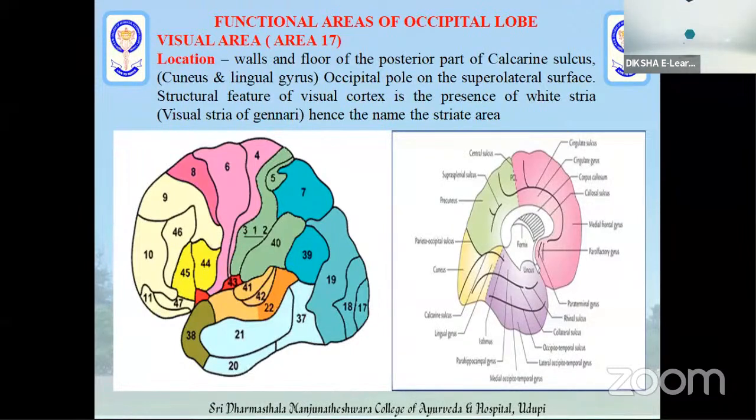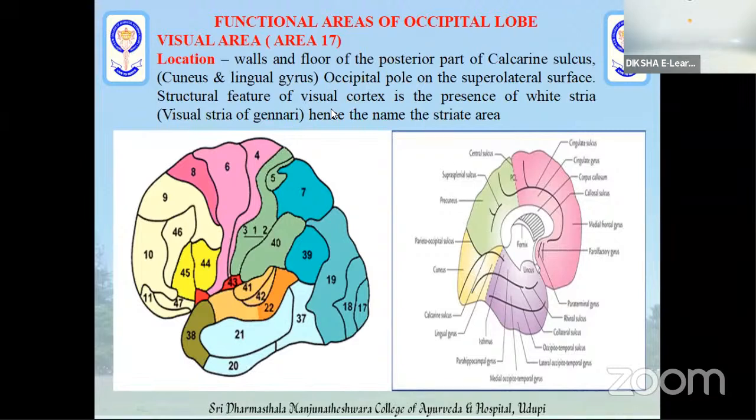Where is it located? It is located in the walls and floor of the posterior part of the calcarine sulcus. The calcarine sulcus is located here on the medial surface, and near the wall of the calcarine sulcus, both superiorly and inferiorly, this part is called the cuneus. This part of the medial surface of the occipital lobe is called the cuneus, and this part is called the lingual gyrus.